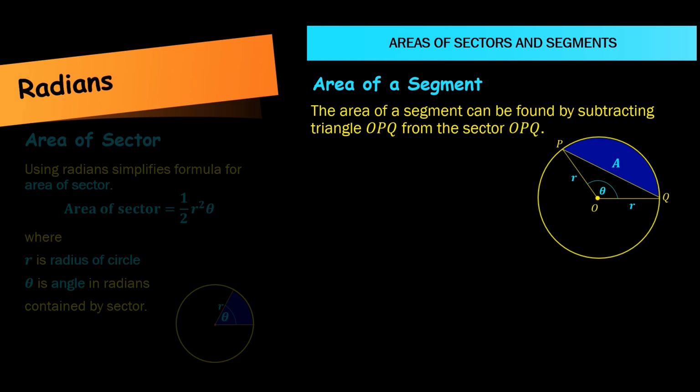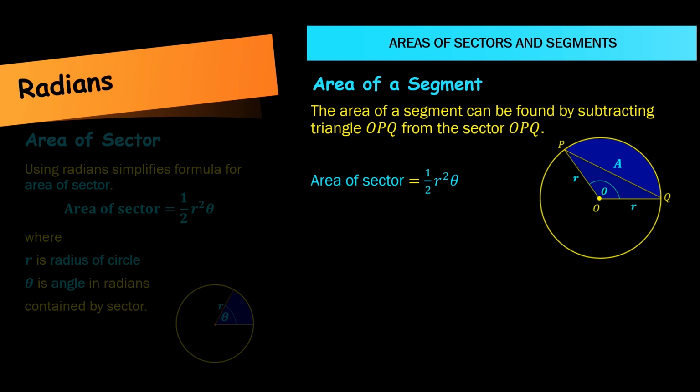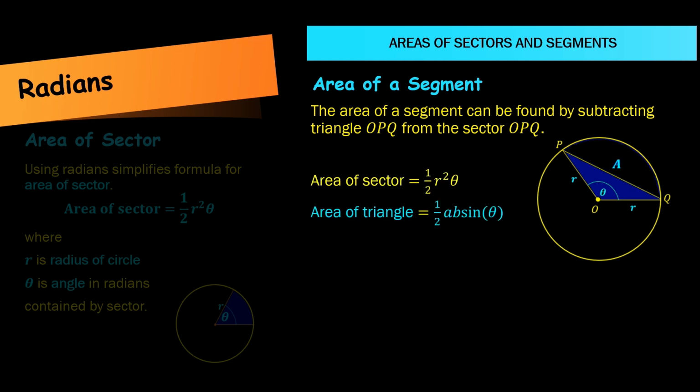We are now going to find the general formula for the area of a segment. The area of a segment, as shown in the diagram, can be found by subtracting the triangle OPQ from the sector OPQ. The area of the sector, as we know, is equal to 1/2 r squared theta, and it's denoted by the shaded region. The area of the triangle is equal to 1/2 AB sine theta, and this is also shown by this shaded region here.